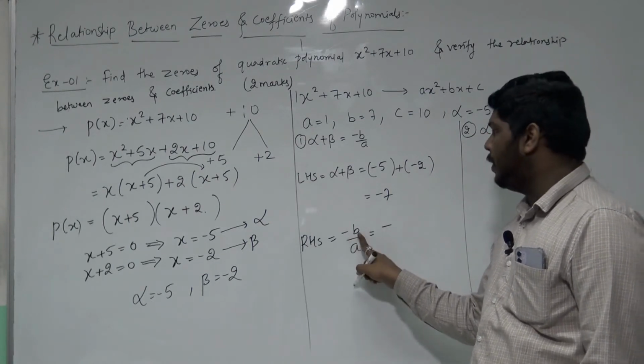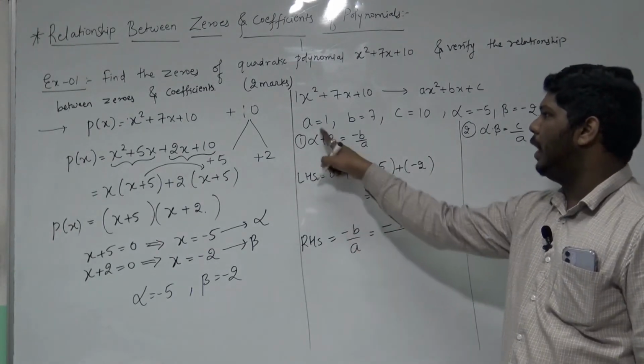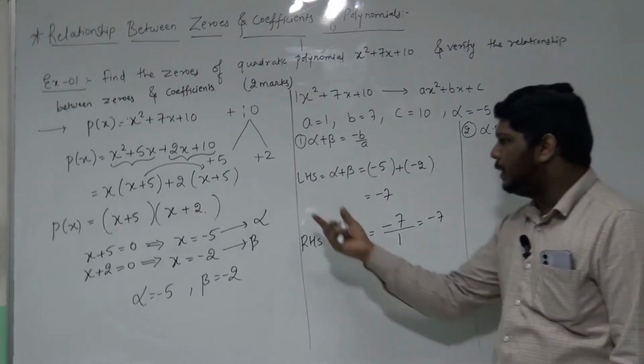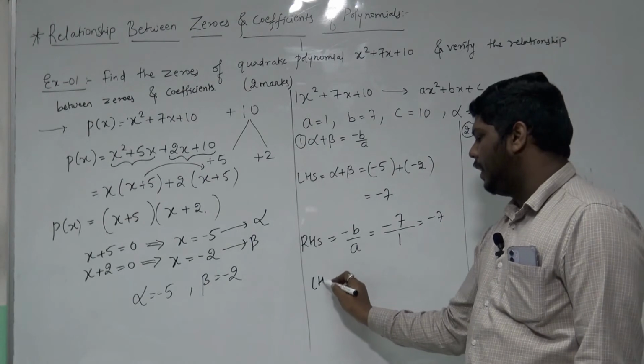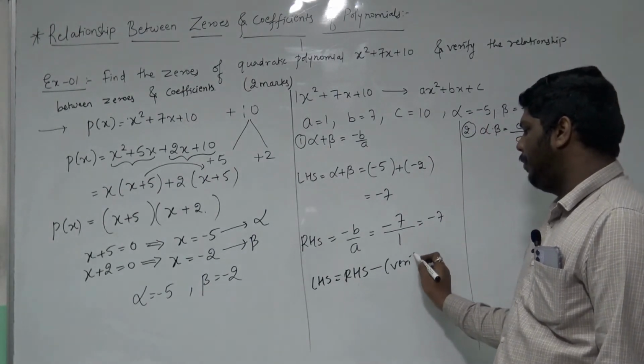What is the value of b? Value of b is 7, divided by a, value of a is 1. So this will give you again minus 7 only. It means the value of LHS and RHS is equal. So if LHS and RHS are equal, we can say the relationship is verified.